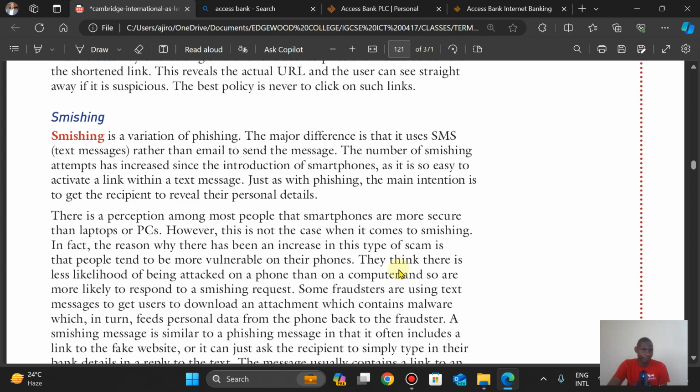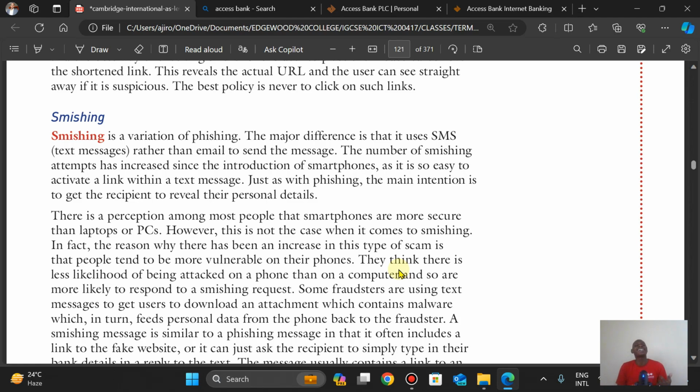Smishing. Now, smishing is a variation of phishing. The major difference is that while phishing makes use of email, smishing makes use of an SMS, text messages. Rather than using an email to send the message, they use a text message to send the message.